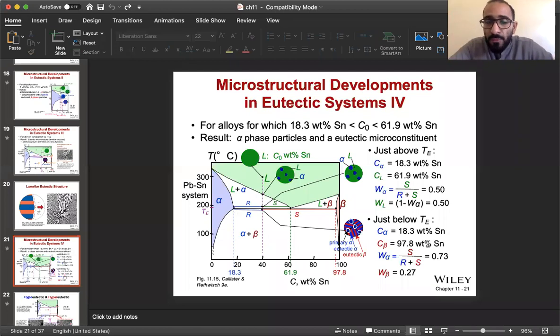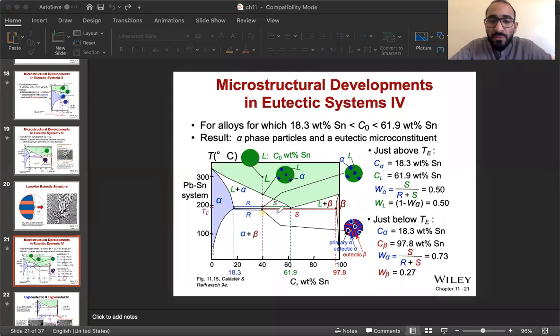Then the following question is, what is the weight fraction of total alpha? Total alpha, regardless of whether it's primary alpha or eutectic alpha. Because you see here you have two types of alpha. If you want to calculate how much total alpha and how much total beta you have, you're going to use the lever rule. In the lever rule, we take the distance between this point and this region, we call it R. The distance between this region and this region we call S. And now, if we want to know how much alpha we have, we're going to take the distance of the opposite side.